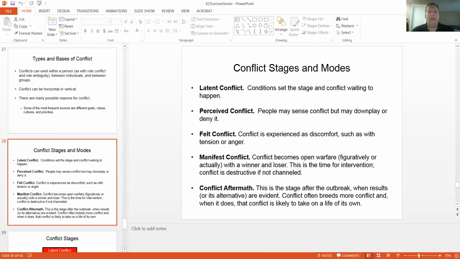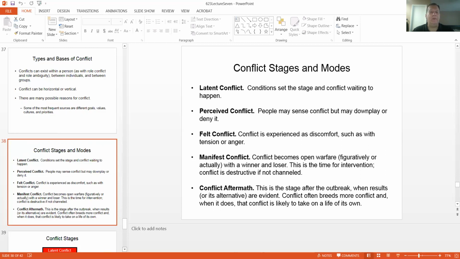Felt conflict is when conflict is actually being experienced as discomfort. Tension, anger in the organization, that's felt conflict. Manifest conflict is basically open warfare. This is where you have people and you have groups going at each other. You have winners, you have losers. This is where if you don't intervene, conflict is going to become destructive for the organization and will detract from the effectiveness of the organization.